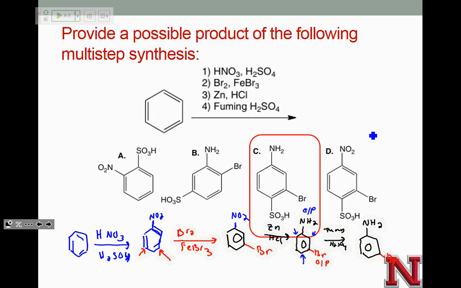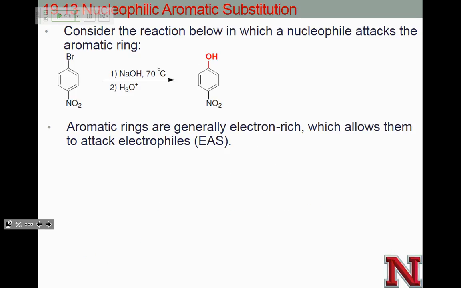So breaking it down like that is going to help you when you're looking at ones like that. So that's our electrophilic aromatic substitution. Now let's go on and look at the ring and consider if we react it with a nucleophile. Now we're going to look at nucleophilic aromatic substitution.